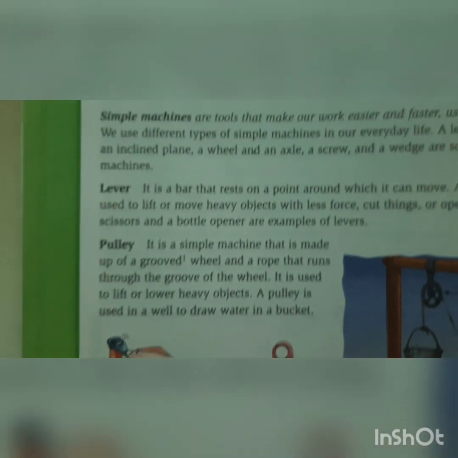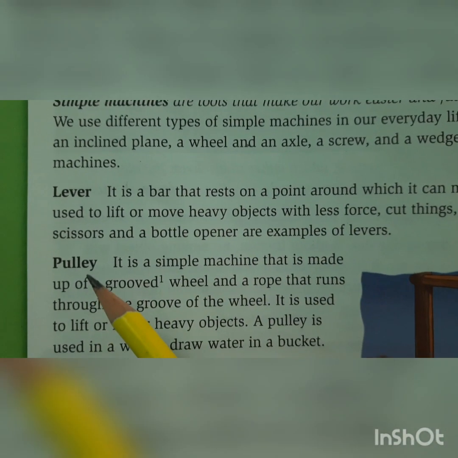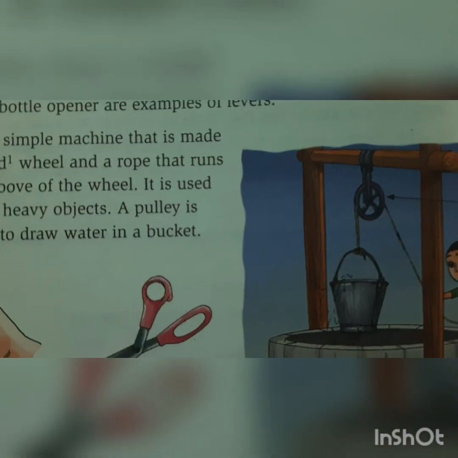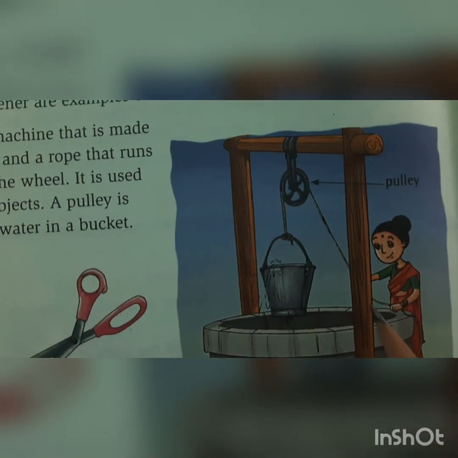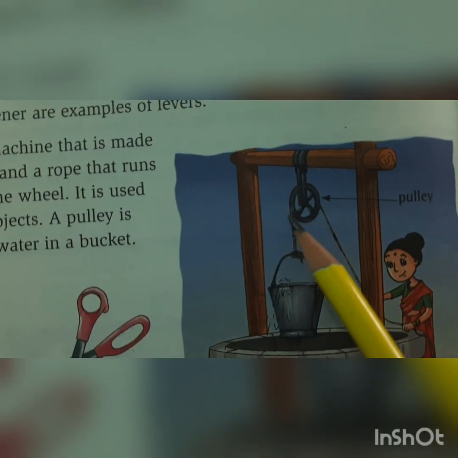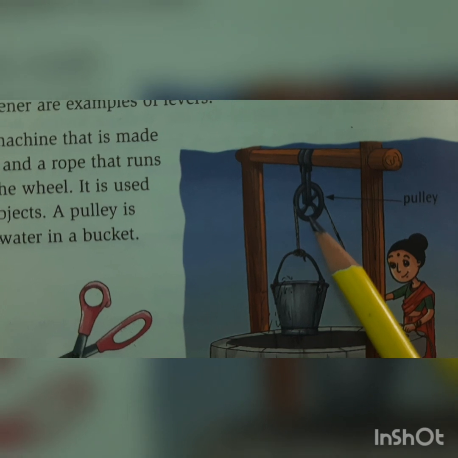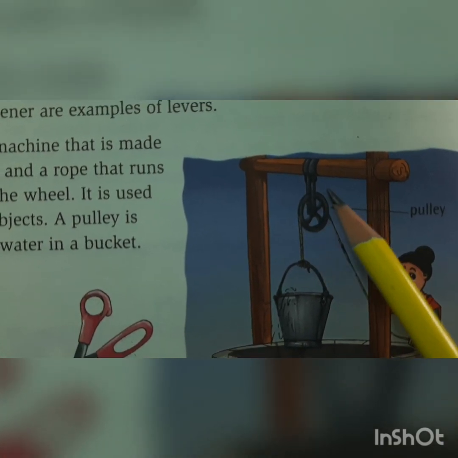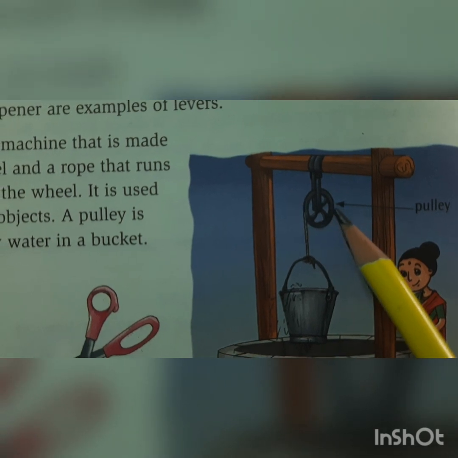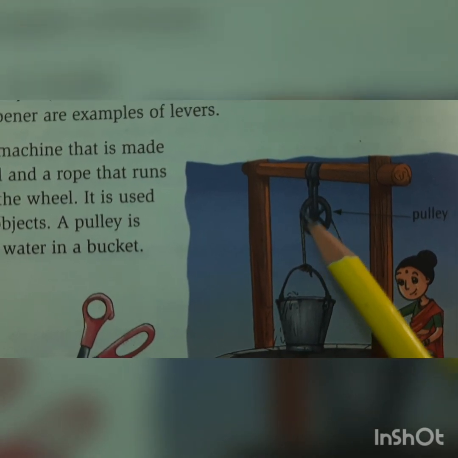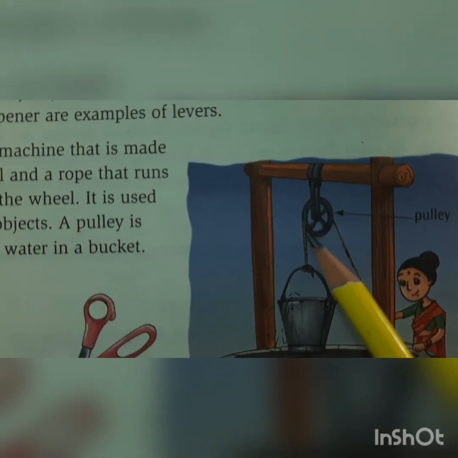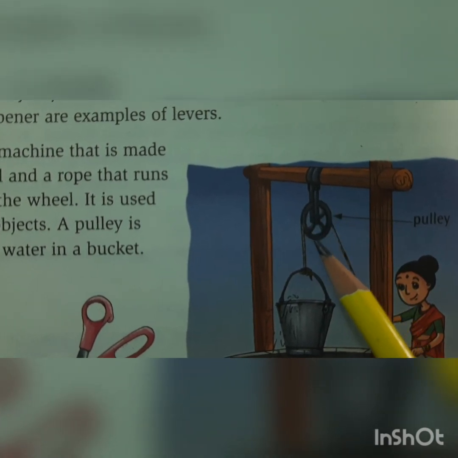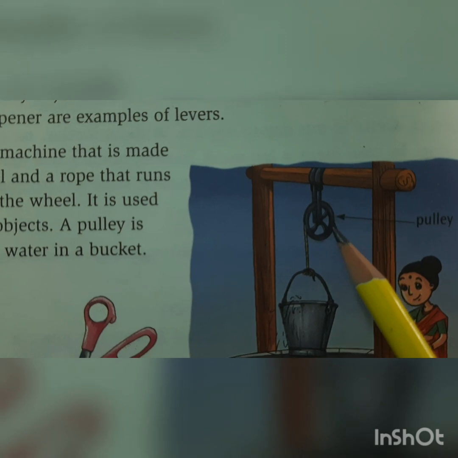Now let's move on to the next machine, that is pulley. Now this is a well. You all must have seen a well, and this is called a pulley. Now what is a pulley? Let me explain it to you. There is a round wheel, and there is a groove. Groove means there is a narrow cutting beside the wheel.